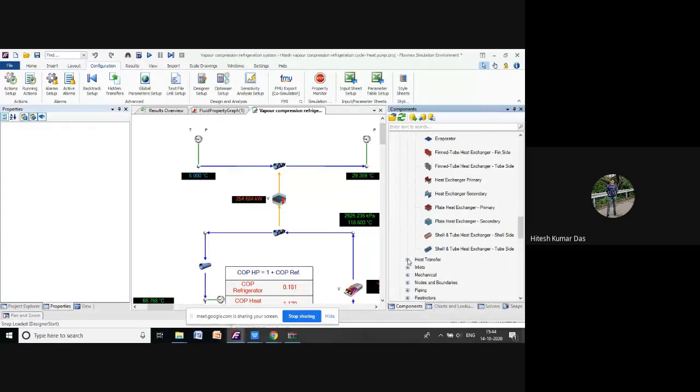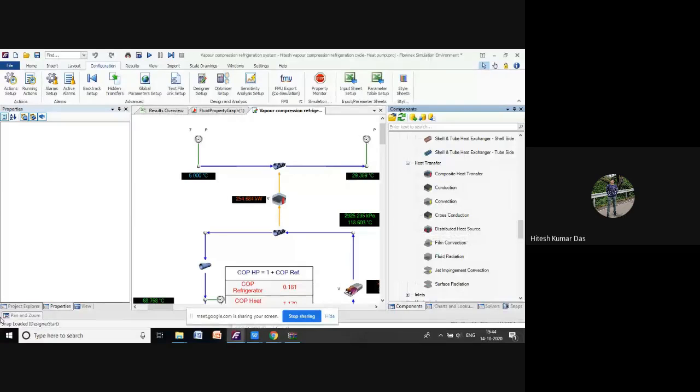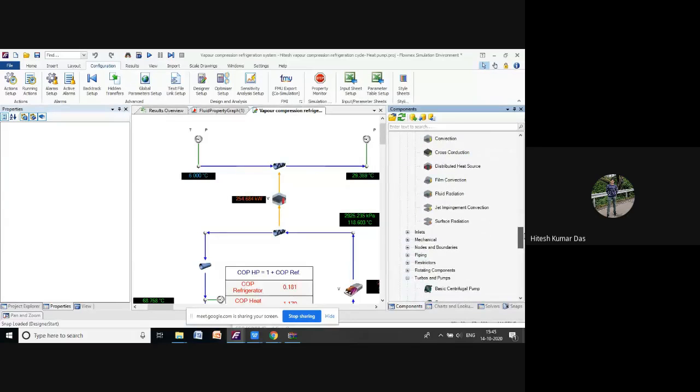For heat transfer also, there are so many components for transferring heat. This is the component we have used in our networks. This is composite heat transfer. Solely for conduction also, heat transfer is there. Convection also, cross conduction also, film convection, fluid radiation, jet impingement convection, then surface radiation. All types of things are there. Related to piping also, you can see all types of pipes. Basic pipe, bend. If you are focusing on bends like 45-degree bend, 90-degree bend in the flow path, you can use this bend, insulated pipes.